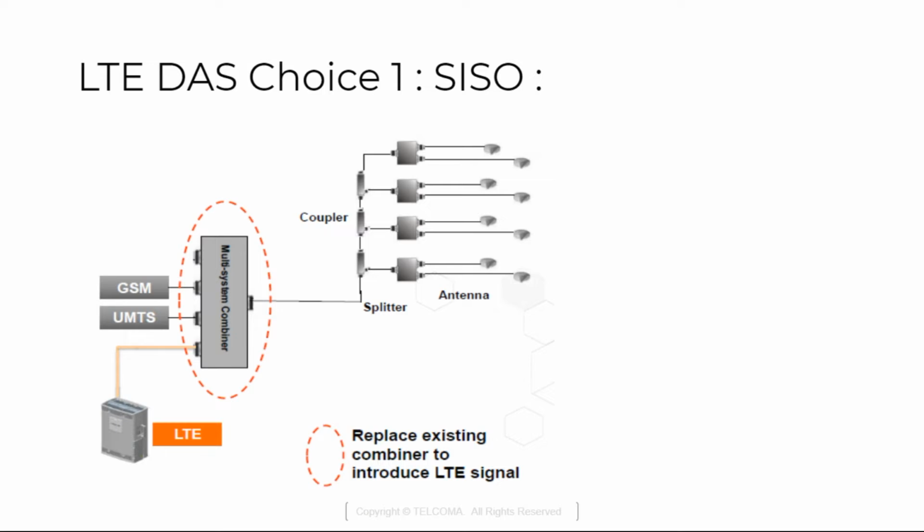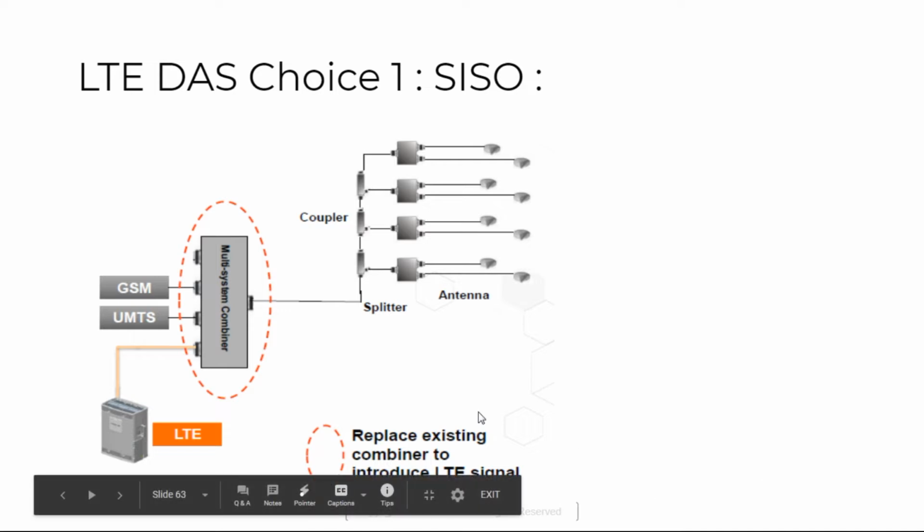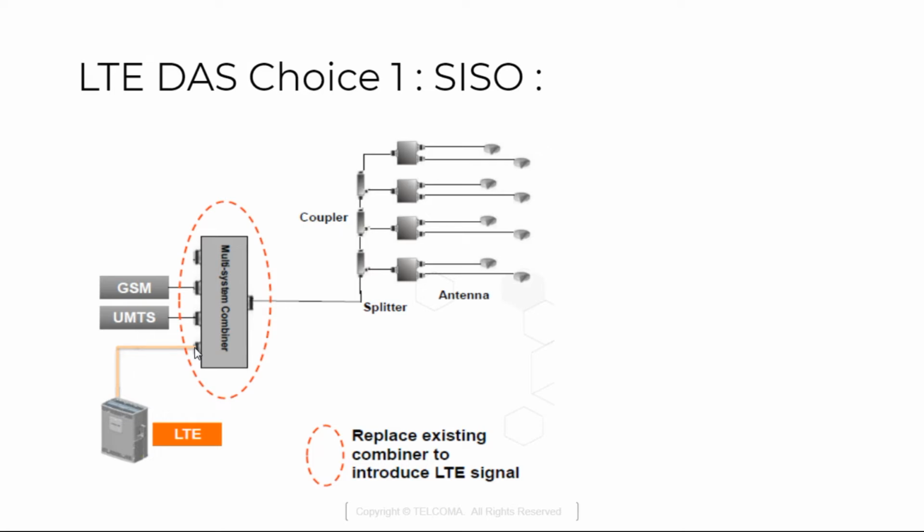Let's start with the first, LTE choice 1, which is single input single output. Now what is the difference? We require replacing the existing combiner to introduce the LTE signal. So we have a multi-system combiner which can support GSM, UMTS as well as LTE. It is a unit which is required to replace so that it can introduce our LTE signal along with GSM, UMTS, etc. Then after this combiner, we have the splitter and coupler, then antennas, single input and single output.